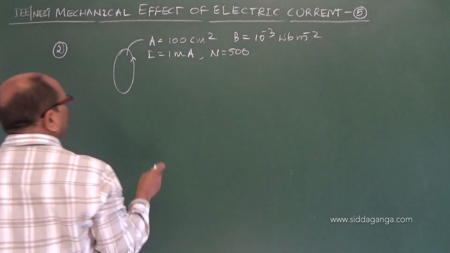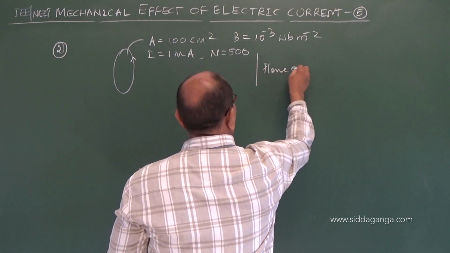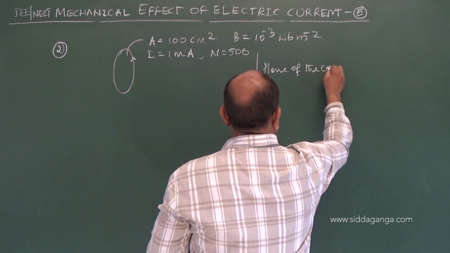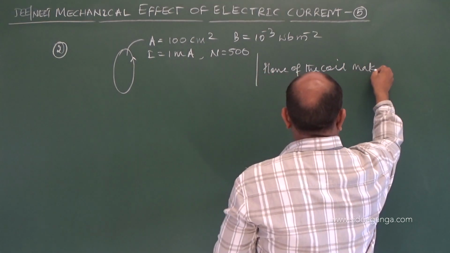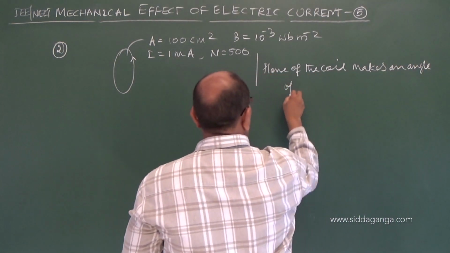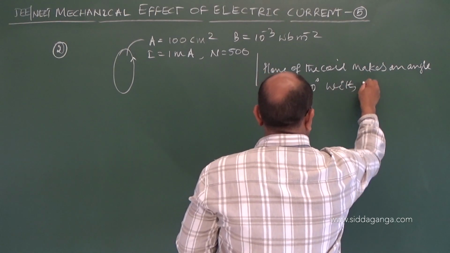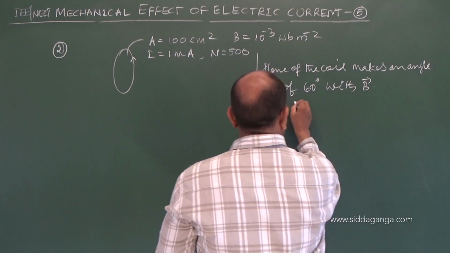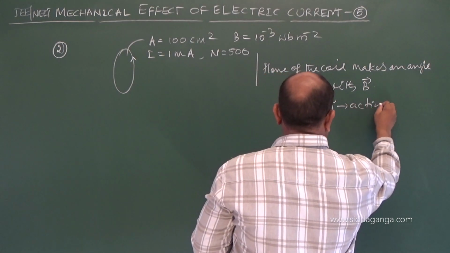The plane of the coil makes an angle of 60 degree with the magnetic field. Find the torque acting on it.